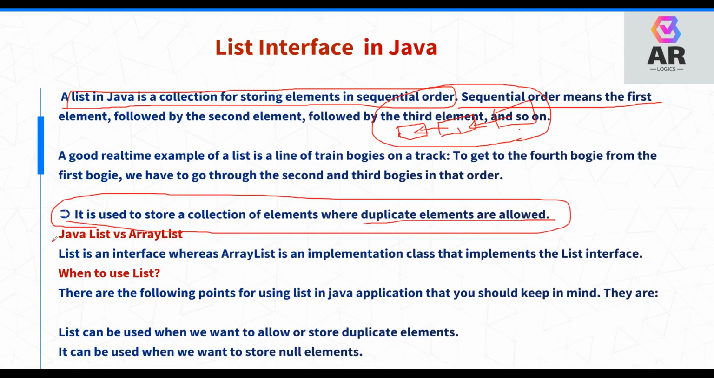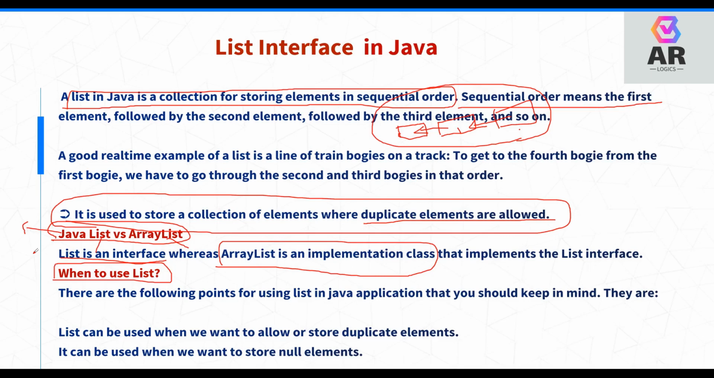What is the difference between Java List and ArrayList? List is the interface, ArrayList is the class that implements it. Simply you can say ArrayList is a class and List is an interface. What is the use of list? This is an important question, the interviewer may ask you. What is the difference between list and array list? List is an interface. ArrayList is a class for implementation.